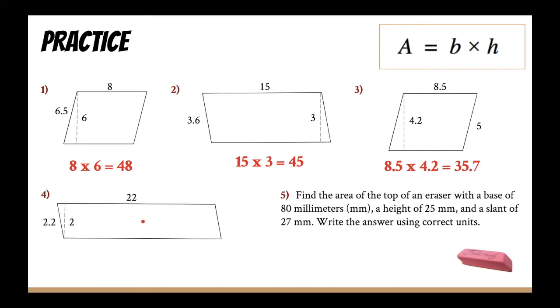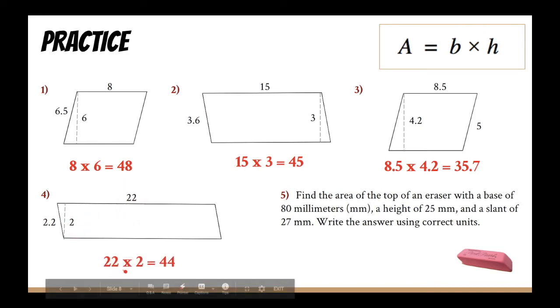Time for question 4. The answer will be revealed in 3, 2, 1. 22 is the base, while 2 is the height. Multiplying these two numbers gives us an area of 44.